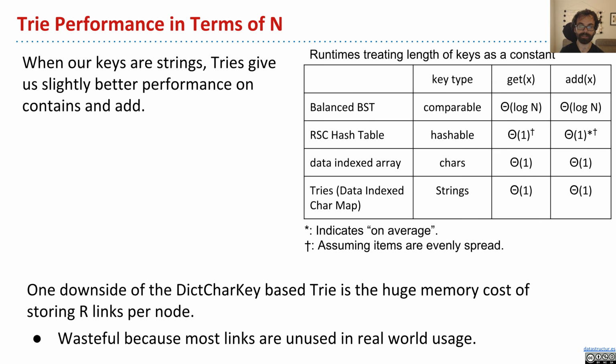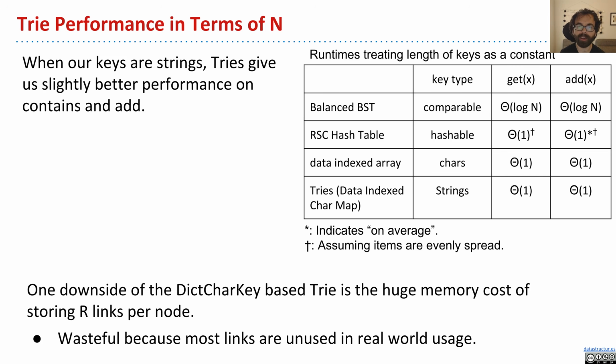So what have we gotten ourselves with this new data structure? So we have a new fourth type of character map, which uses only strings, and it has runtimes that are constant time with no special caveats, that it's not on average or assuming items are evenly spread. It's just constant. Okay. So that's kind of cool. We got this better performance by taking advantage of our special string nature of our data.